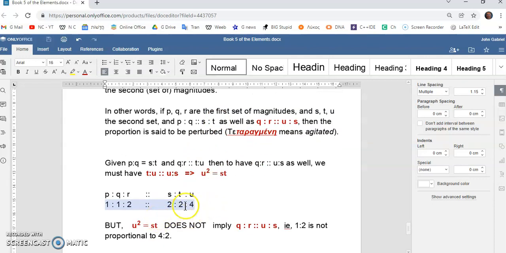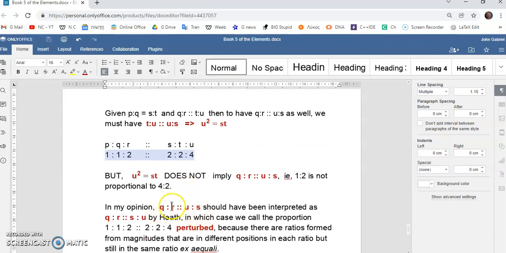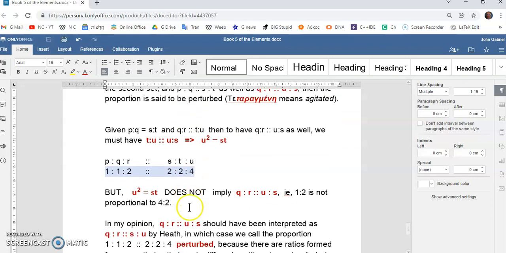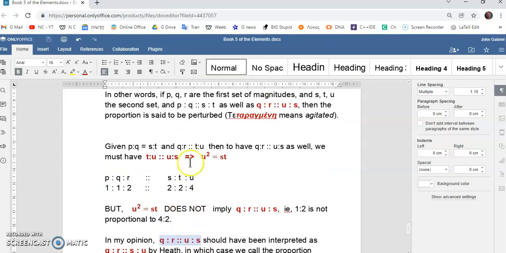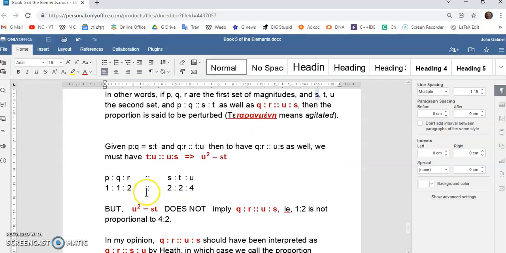Perturbed means that you can have the situation here, and you can also have QR to US, which are in different positions. QR and US are in different positions, right? So you need to study these things to understand. That's pretty much it now for the definitions of Book 5. And in the future, I'll start covering the very important propositions of Book 5.